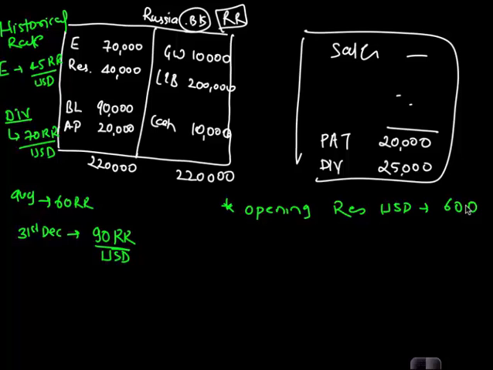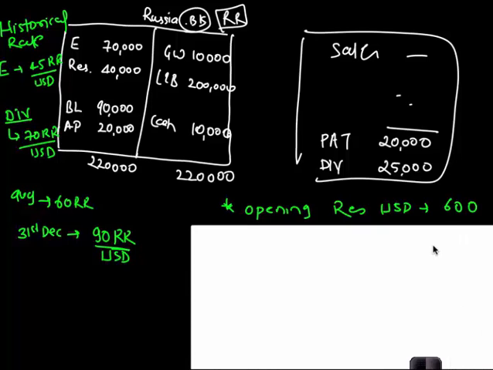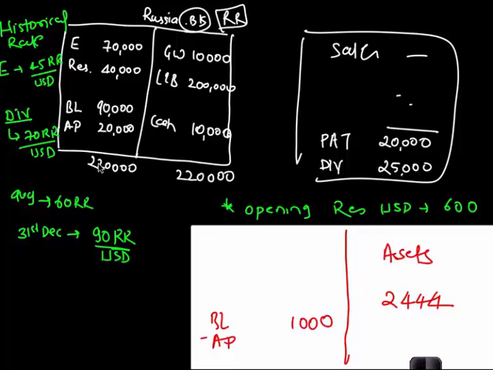Okay, let's do it together now. So all of your assets get converted at the current rate. Current rate is 90. So 220,000 divided by 90, how much? 2,444. Okay, let's do it separately. So bank loan 90,000 divided by 90, very nice, 1,000. Accounts payable 20,000 divided by 90, 222. Then your equity gets converted at historical rate.